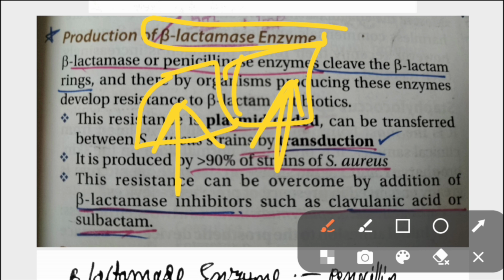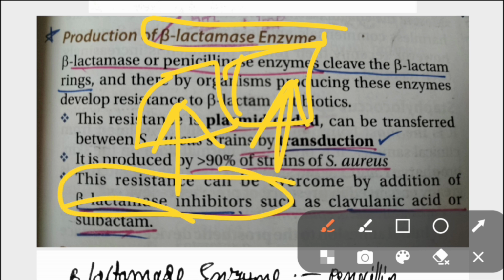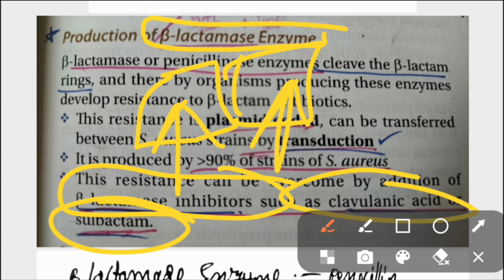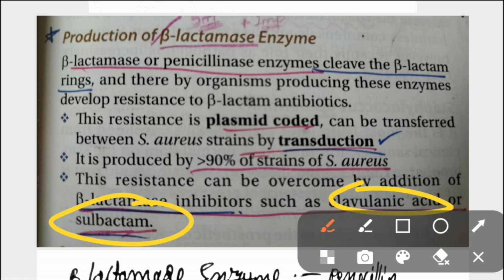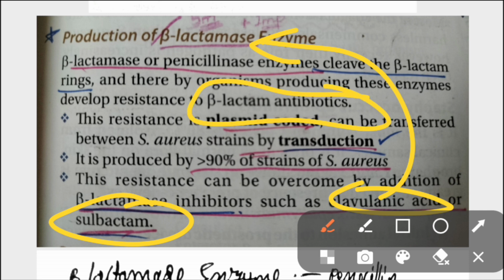Okay, so when we give beta lactamase inhibitors such as sulbactam and clavulanic acid, these inhibit the beta lactamase enzyme. Thus, the action of beta lactamase is lost, and there is no degradation of the beta lactam ring. Thus, the beta lactam antibiotics can kill the Staphylococcus aureus.